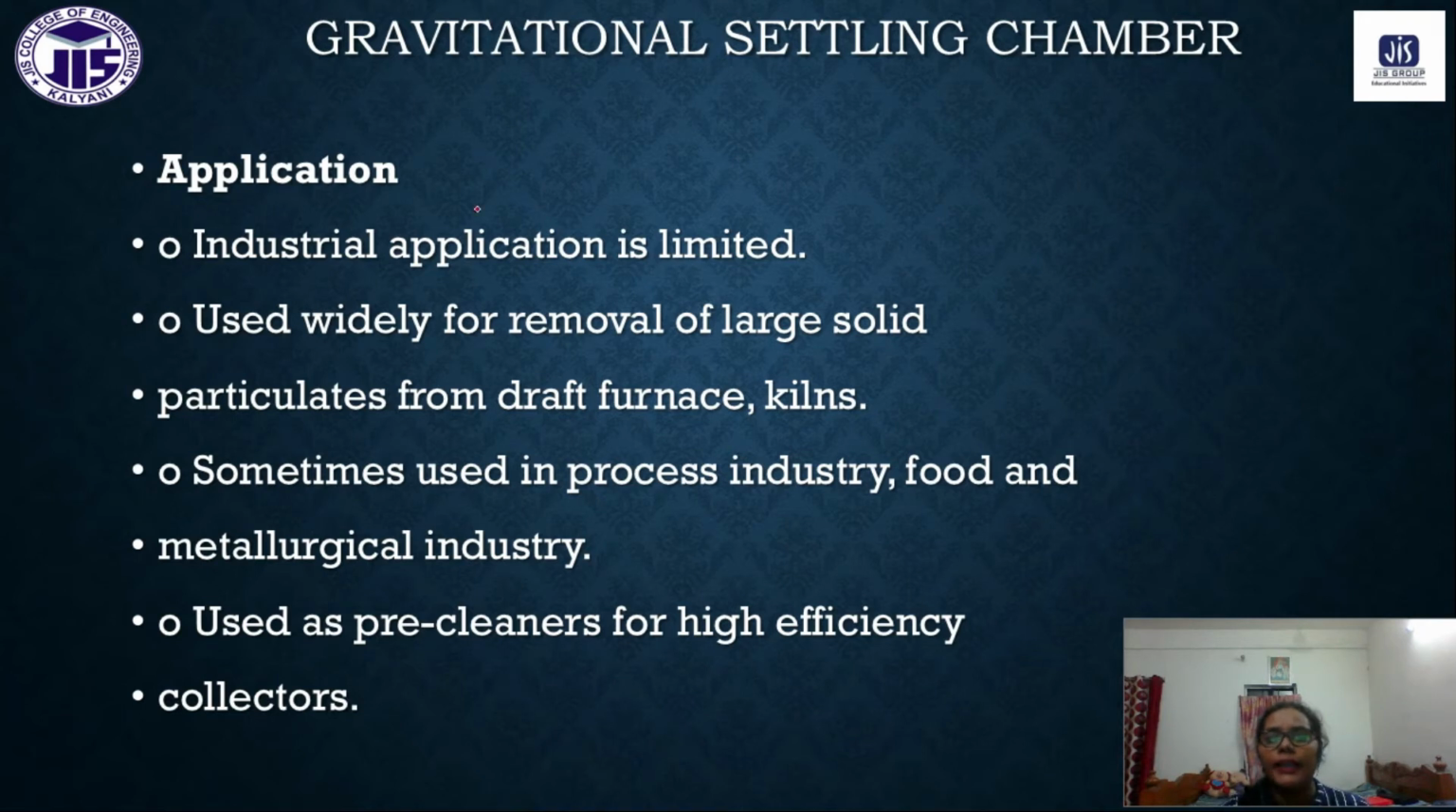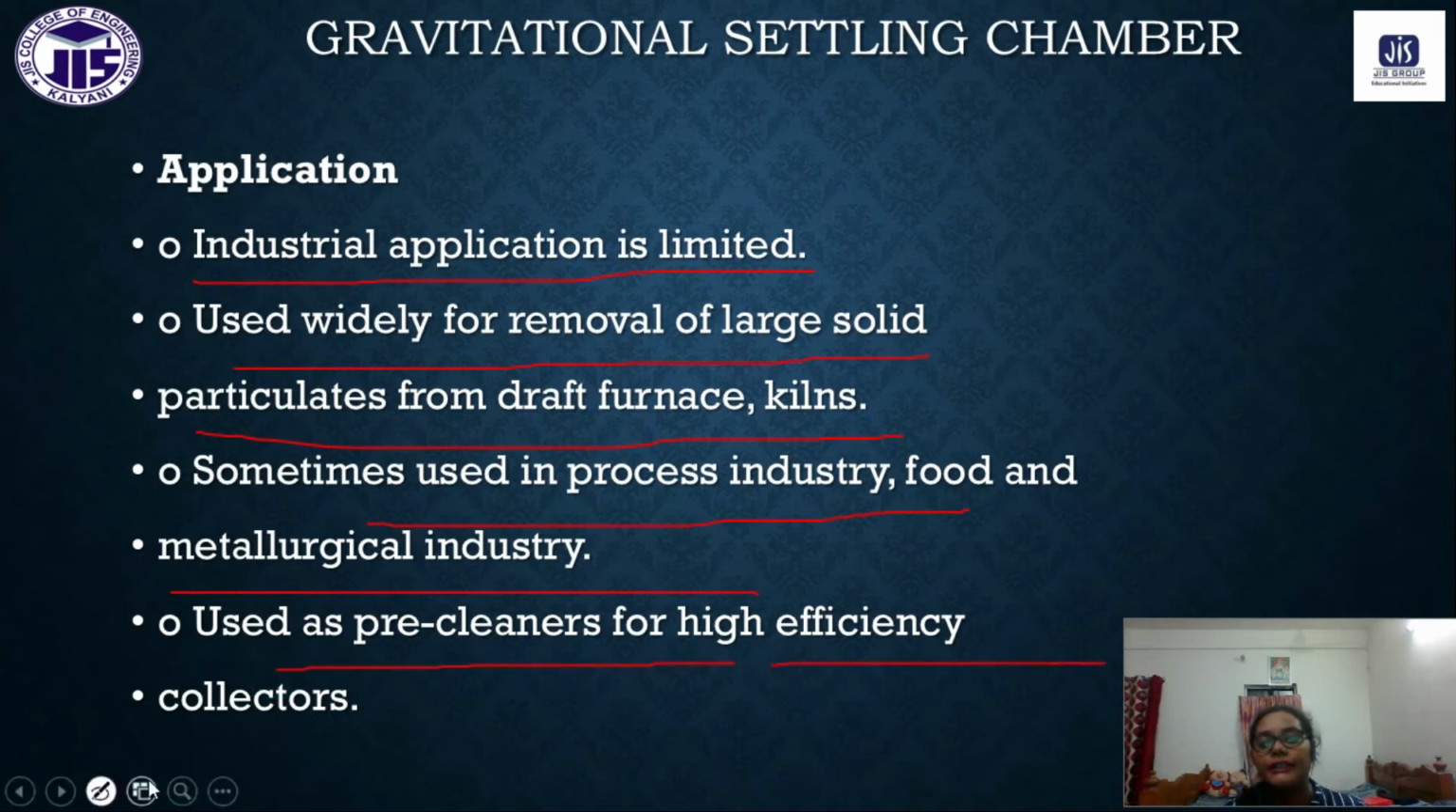Now, where can we apply this gravitational settling chamber? Its industrial application is limited, but it is used widely for the removal of large solid particles from draft furnaces and kilns. Sometimes it is used in process industry, food industry, and also metallurgical industry. It is also used as a pre-cleaner for high efficiency collectors. So these are some of the fields where we can apply the gravitational settling chamber.